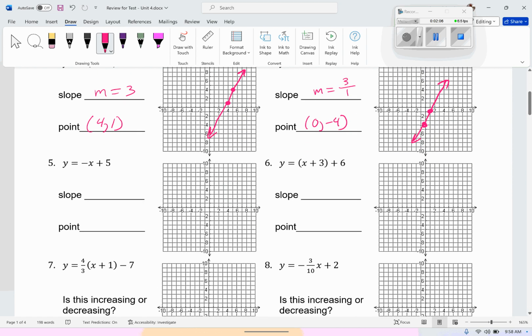Problem number 5 is in slope-intercept form. So our point is going to be 0, comma 5. Our slope is going to be, there's no number there, so it's got to be -1. So -1/1. So 0, comma 5 is up here. And then I'm going to go down 1, right 1. Connect the dots to each other. That's what it looks like.